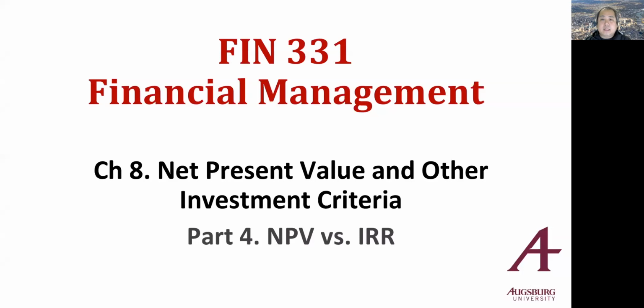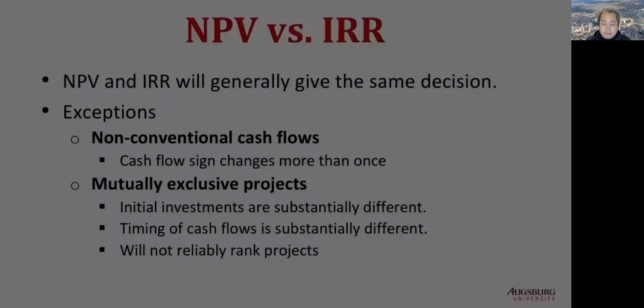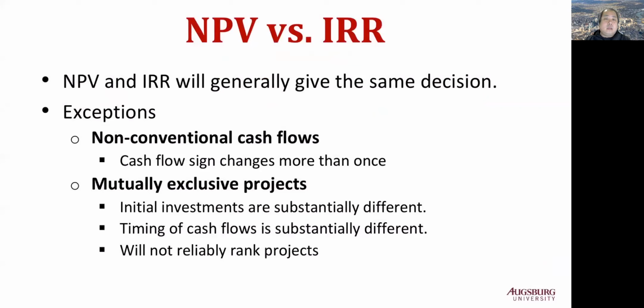In this part, we will see the case where the decisions from NPV and IRR conflict, and why it happens. Generally, NPV and IRR give the same decision, as shown in the NPV profile. However, there are a couple of exceptions. The first one is non-conventional cash flows, and the second one is mutually exclusive projects. Let's see them one by one.